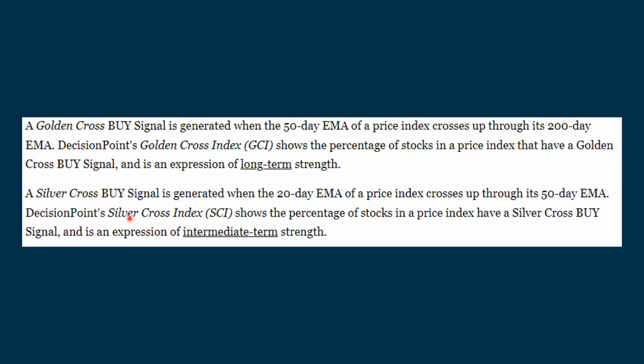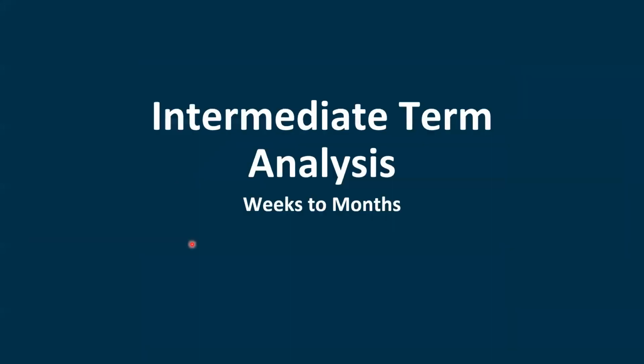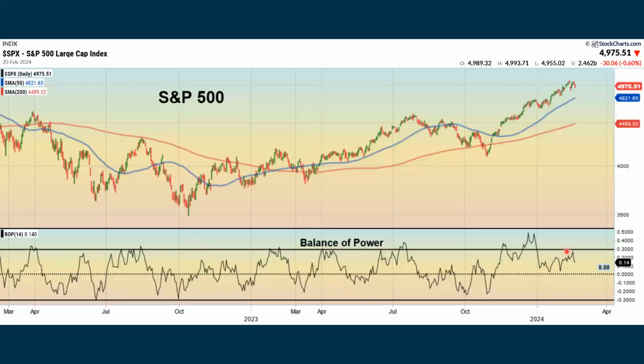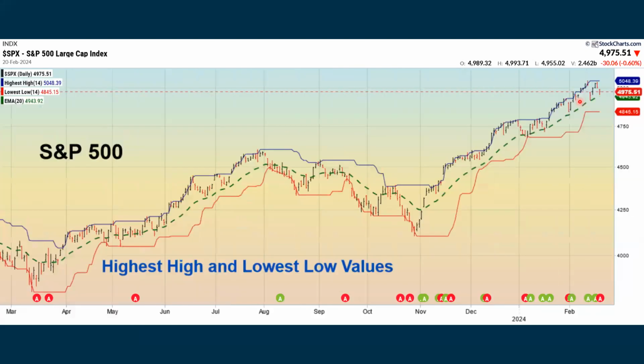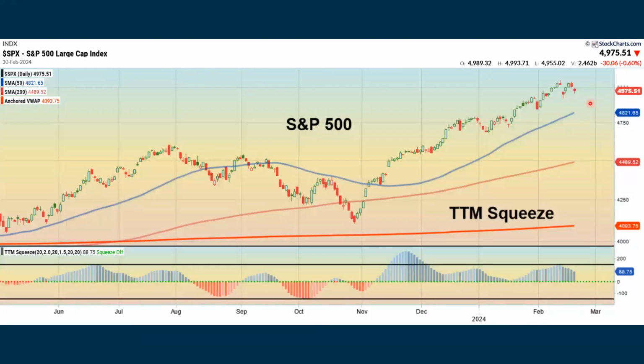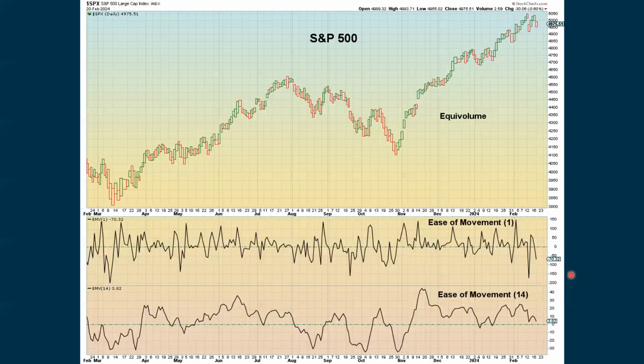This just tells you what the definition of a golden cross is and what a silver cross is here. Intermediate term, we are declining, but we're still positive with the balance of power. We are still positive with the darker blue bars with the go, no-go system. We're still above the midpoint with our highest high value chart. We are positive, but turning darker blue with the TTM squeeze. So this is showing some weakness.